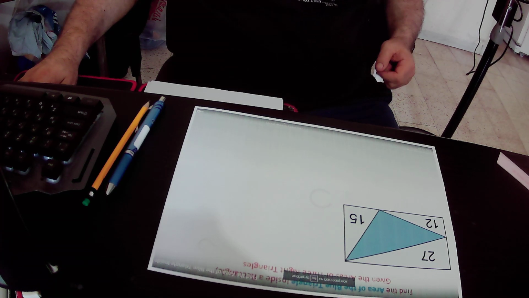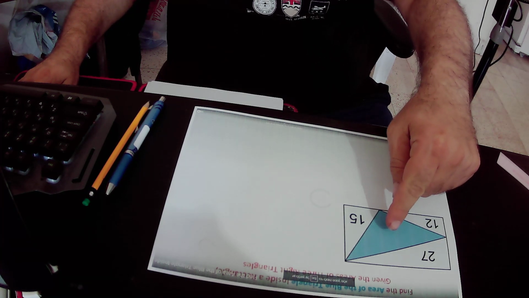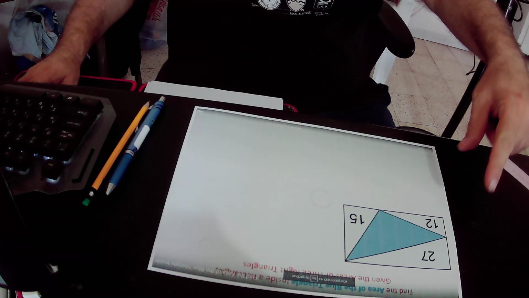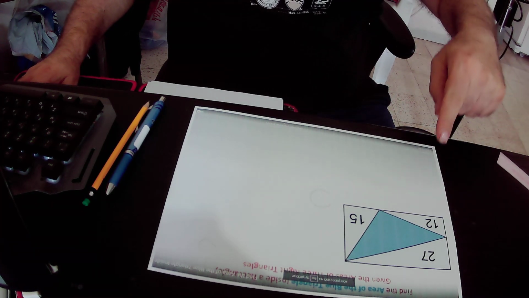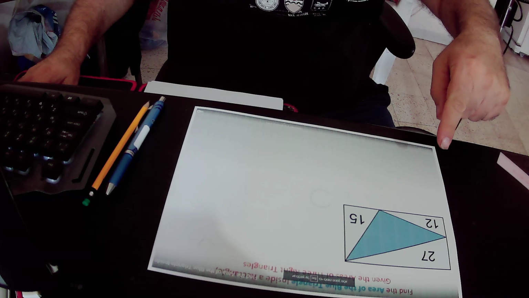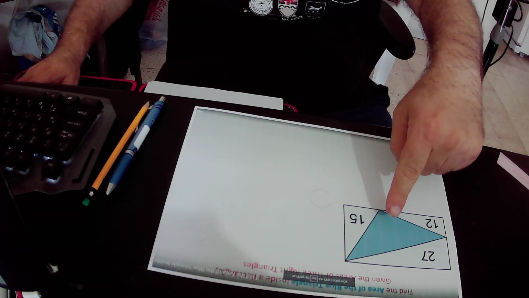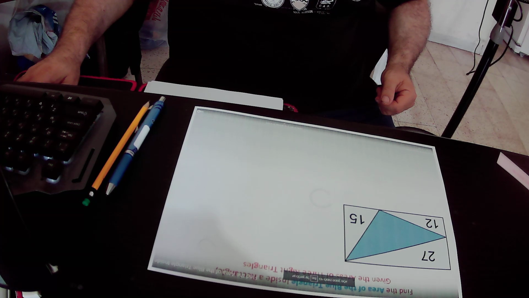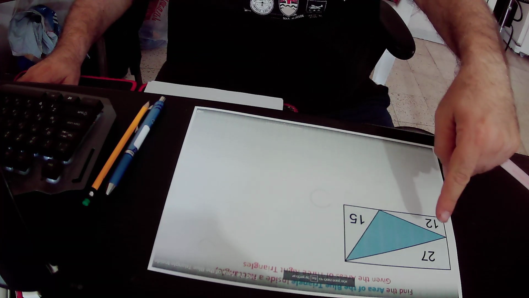Hello, in this lecture we will find the area of this blue triangle. As you can see in the drawing, we have a rectangle that contains three right triangles and also the blue triangle, and the areas of these three right triangles are given.